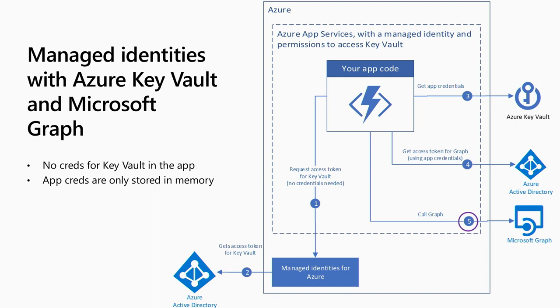So the key things to note: no credentials for Key Vault in my app, ever, not even in memory, because all of that happened here. And the app credentials for Graph are only traversed through my code in memory. Maybe I cache them a little bit, but that's it. So my deployment is credential-free, so to speak.